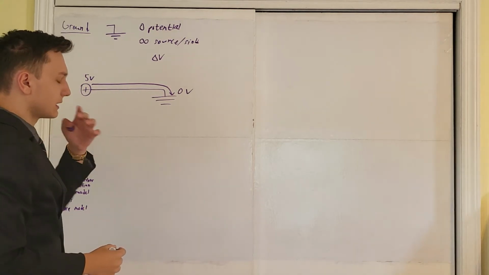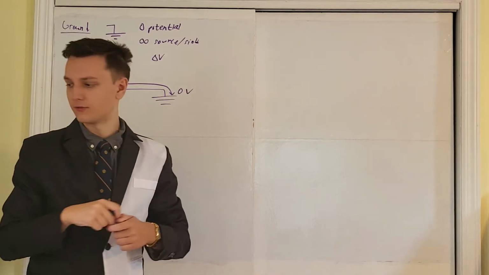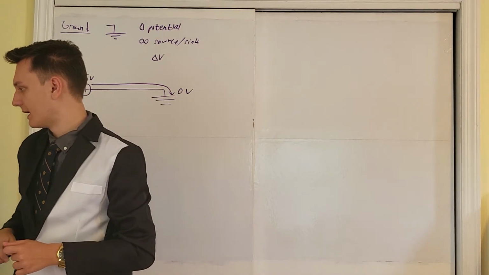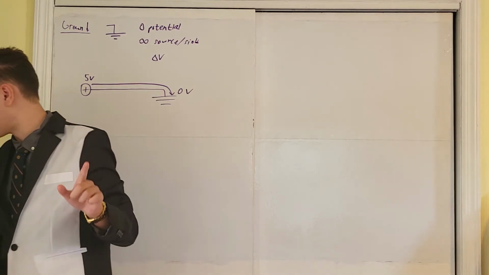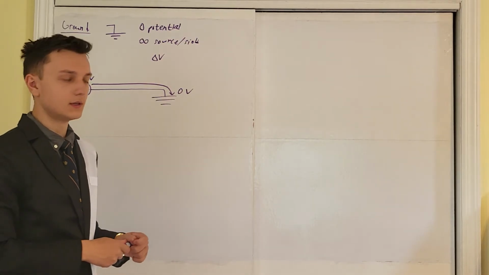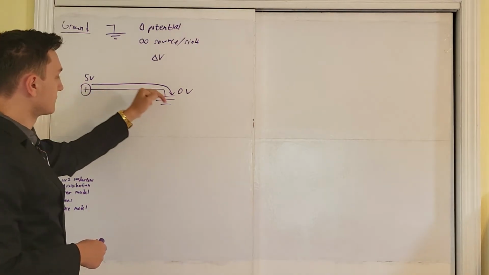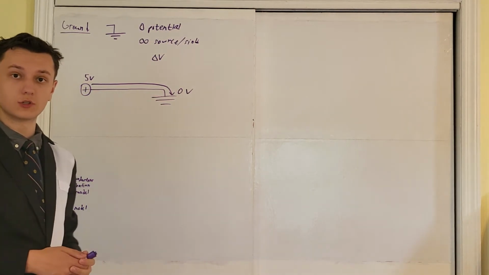Now, it's important to understand what I mean when I say charges move. On the first page of your reference table in the assumptions section, we say that the direction of current is the direction in which positive charges would drift. So we are saying that current flows from positive to negative because we are defining it as the direction in which positive charges would drift.